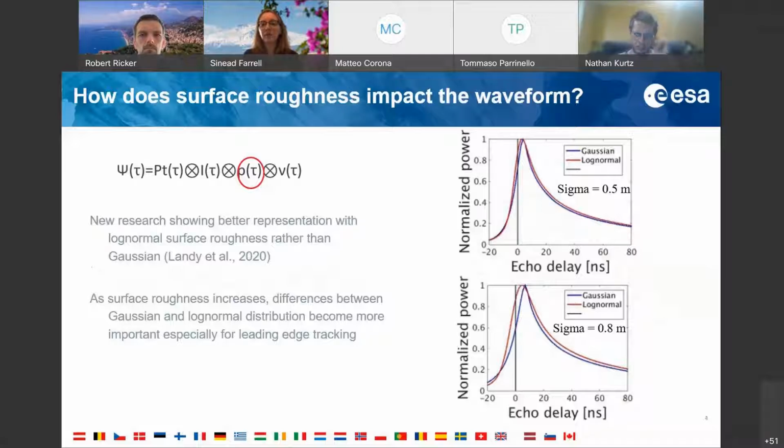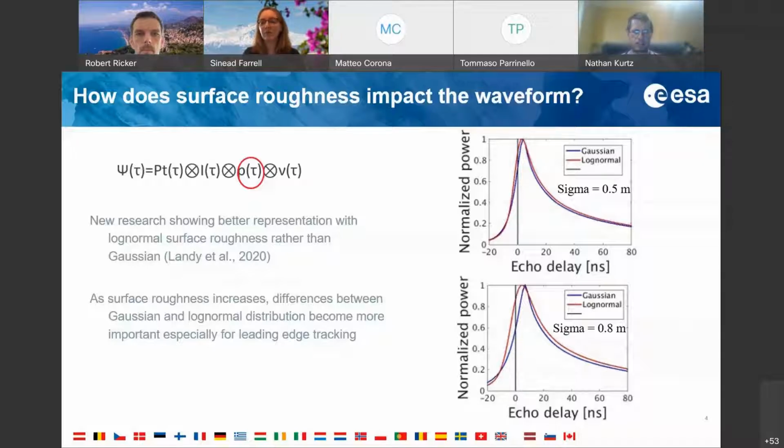Some interesting research that's been done since the publication of my initial paper has been on what roughness we could expect over sea ice. Jack Landy published an interesting paper showing that a Gaussian surface roughness is probably not appropriate for sea ice, as opposed to the Gaussian that had been used prior.